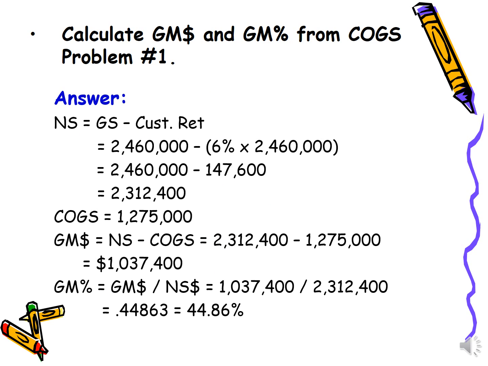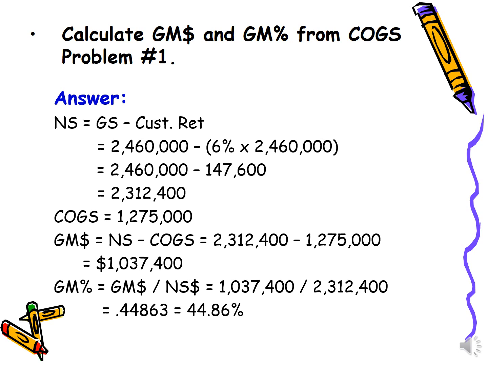So let's see. Net sales is gross sales minus customer returns, and customer returns was 6% of the gross sales. So that is 6% times $2,460,000, which is in the parentheses. And you subtract that amount, which was $147,600, from your gross sales, $2,460,000. That leaves you with a net sales of $2,312,400. We already knew the cost of goods sold was $1,275,000 from the previous calculation.